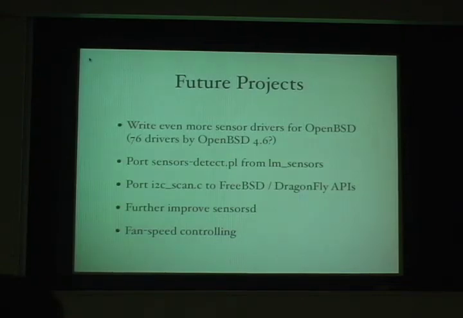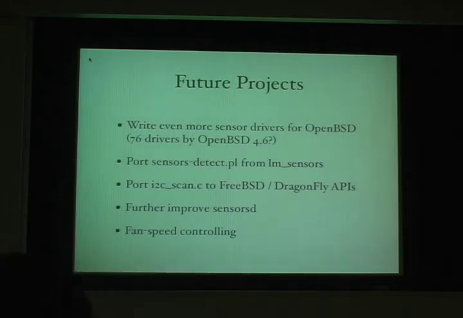It also allows you to detect which Super I/O chips you have. So if you want to port some driver from NetBSD to OpenBSD, or from OpenBSD to NetBSD, then if sensors-detect.pl is ported to BSD, you can ask users to run it to tell you which chips they have, so that you can write the drivers and let them test the driver. Another interesting project is porting the sysctl interface to FreeBSD or DragonFly BSD APIs. And yet another project is improving sensorsd.